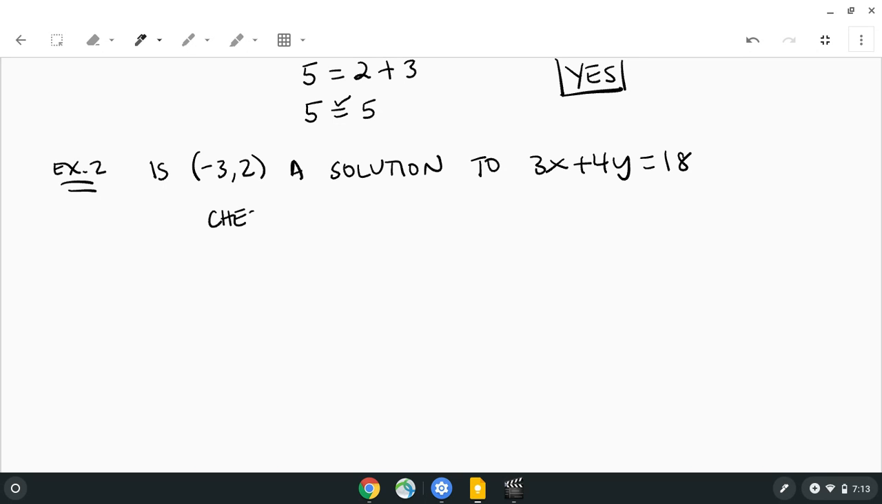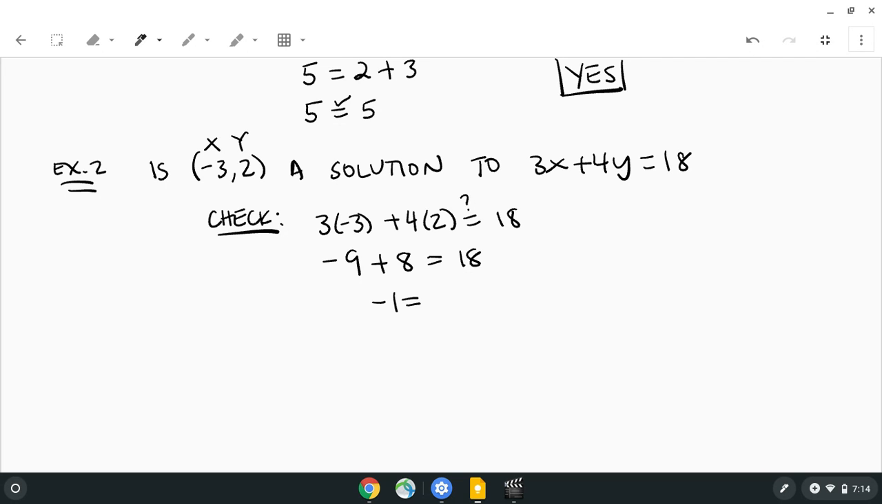Okay, we're going to go ahead and check. We take this x and y value and substitute it in here. So 3 times -3 plus 4 times 2 equals 18. We don't know if it equals 18. We want to know, does it? So -9 plus 8 equals 18. -9 plus 8 is -1 equals 18. No, it doesn't. So no.